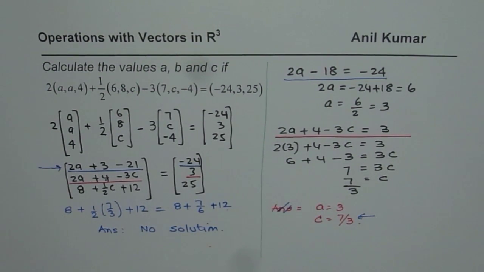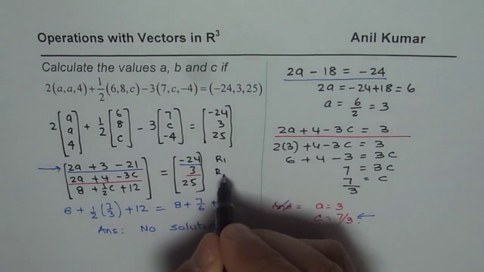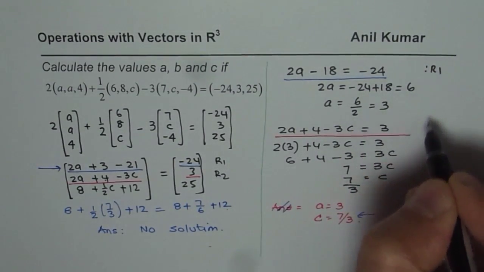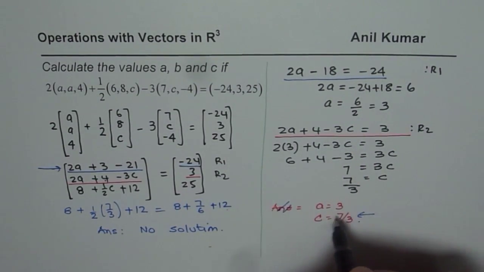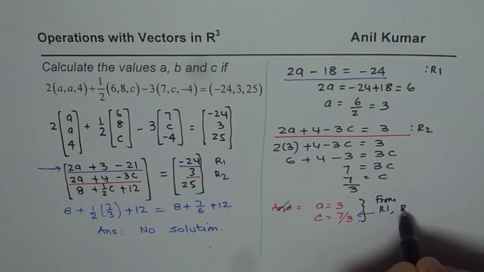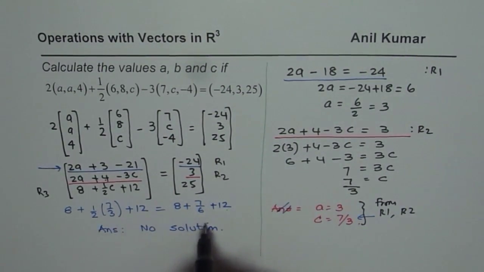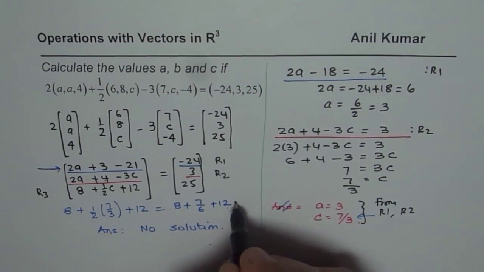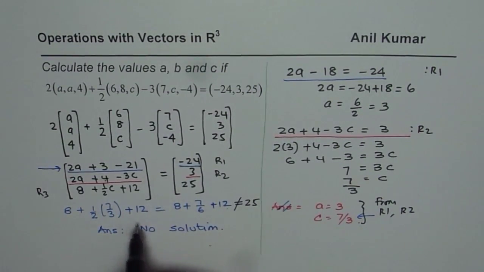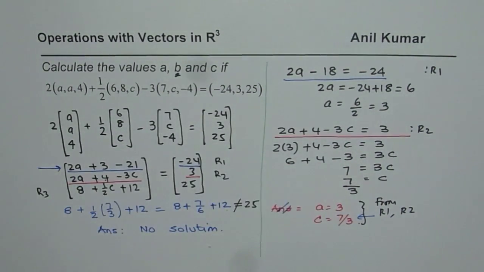I hope you understand and appreciate what we did. From row 1 and row 2, we found the values of a and c. Then we checked for row 3, and it did not work, since it is not equal to 25. So we say that there is no solution to this particular case, right? And clearly I have not copied the question correctly, since I missed a b somewhere.